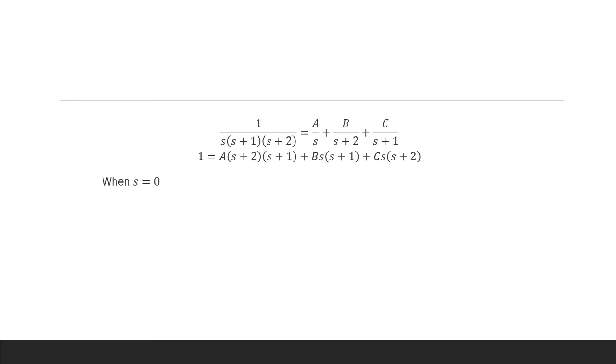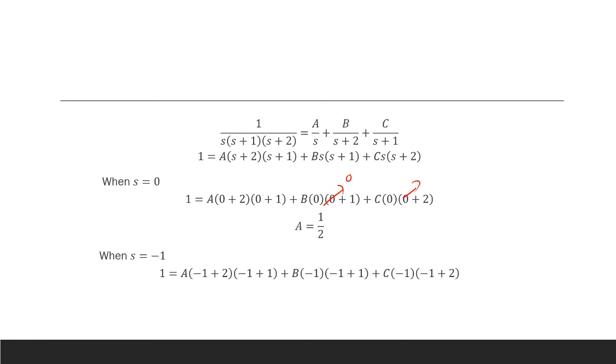So, to get letter a, let's use s is equal to 0. So we will have 1 is equal to a times 0 plus 1 times 0 plus 2 plus b times 0 times 0 plus 1 plus c times 0 times 0 plus 2. So itong mga to, this will be 0. Matitira na lang is 1 is equal to 2a, which a natin will be then 1 half.